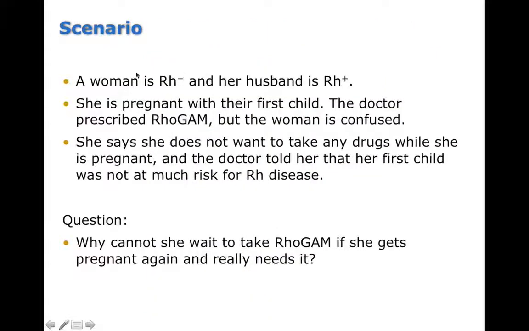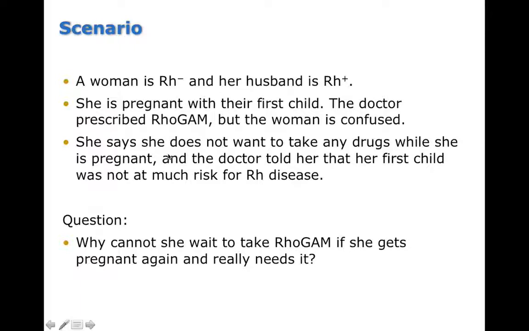Now, with the scenario here, we say that a woman is Rh negative and her husband is Rh positive. Remember, Rh factor is rhesus factor. That's going to give you the negative or positive sign in your blood type. And she's pregnant with their first child. The doctor prescribed Rogam, but the woman's confused. She says that she doesn't want to take any drugs while she's pregnant, and the doctor told her that her first child was not as much of a risk for Rh disease.